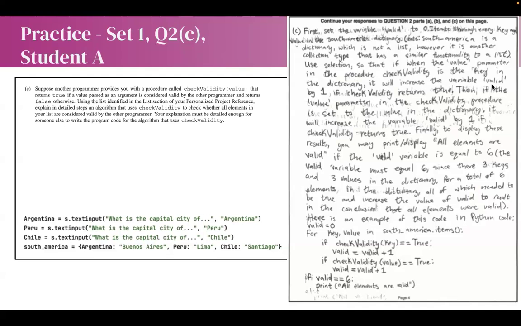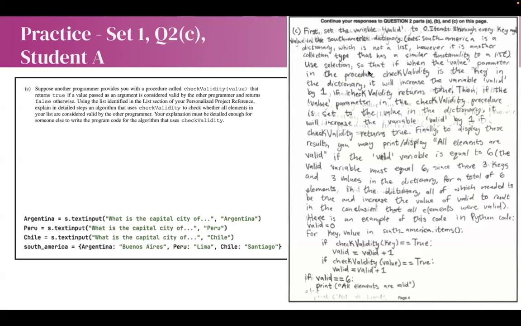Okay, time to read it. You guys ready? Quote, first, set the variable valid to 0. Iterate through every key and type in the South American dictionary. Note that South America is a dictionary, which is not a list. However, it is another collection type that has a similar functionality to a list.